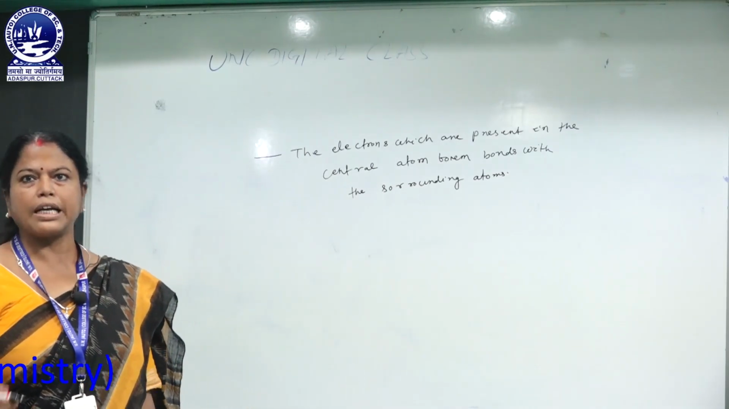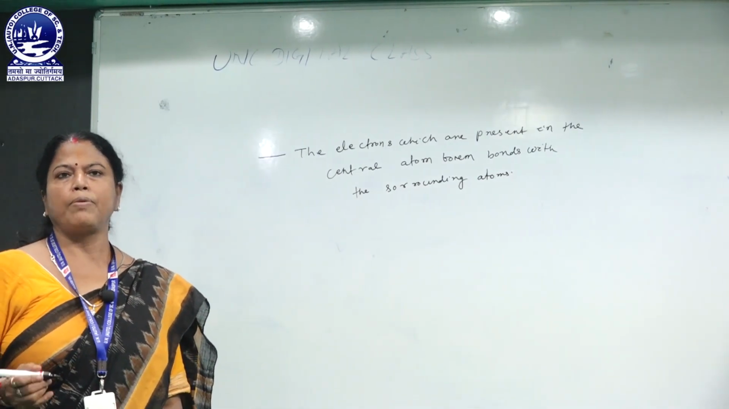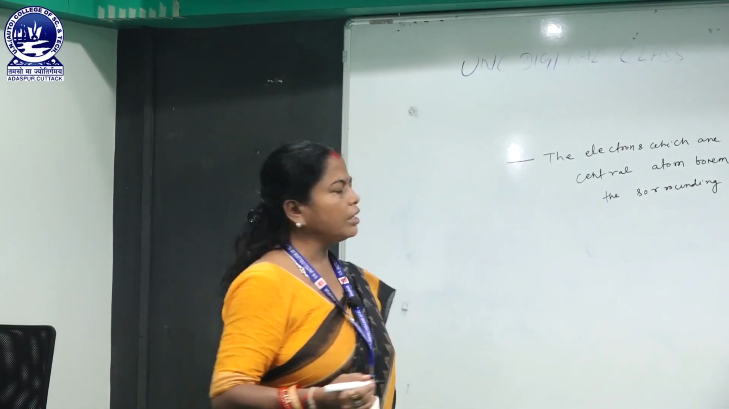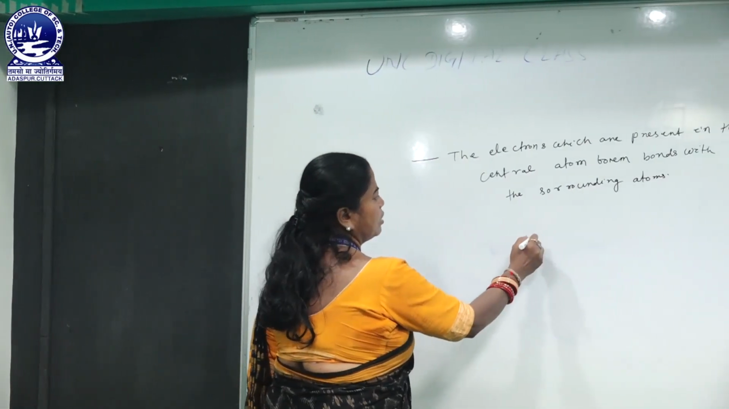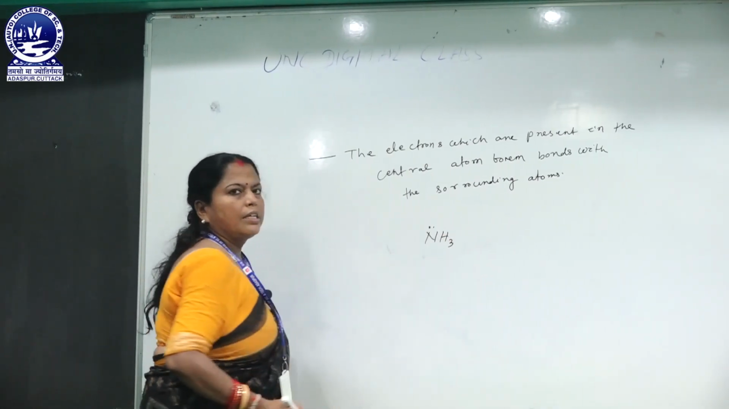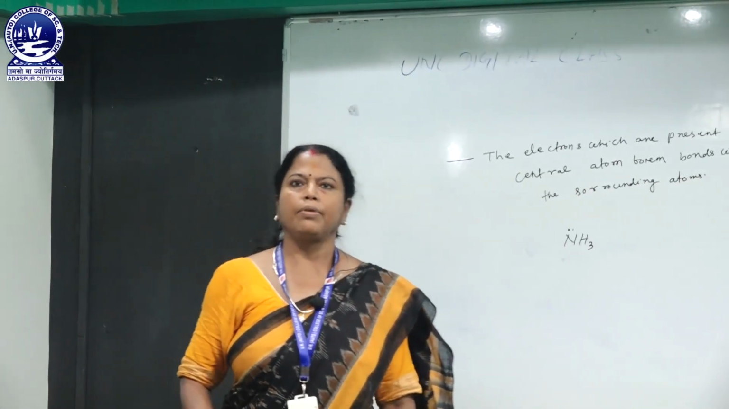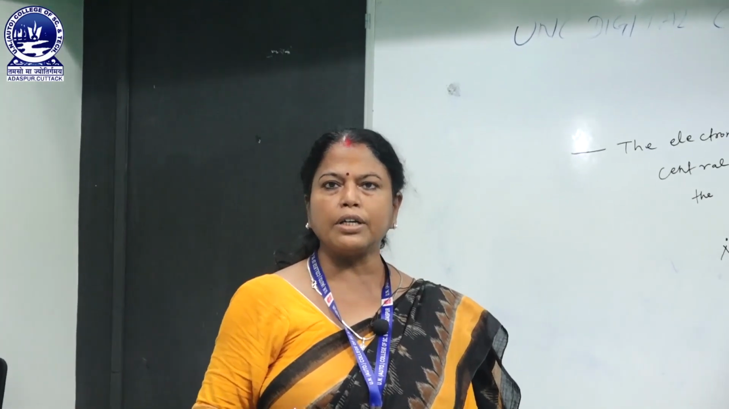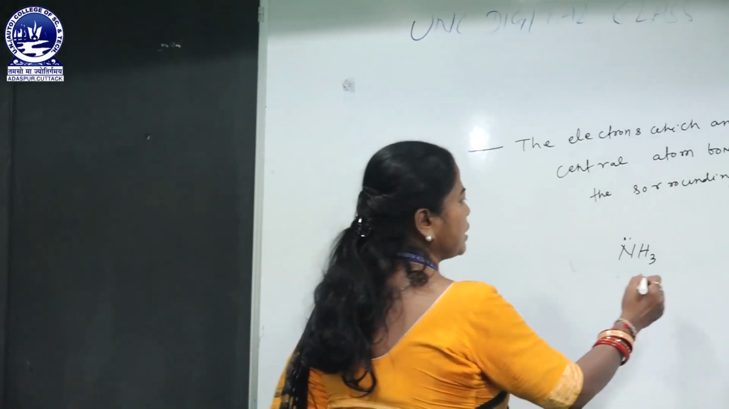So what is an example of this theory? The first example is the ammonia molecule. So let us consider the ammonia molecule. How is the structure of the ammonia molecule predicted by valence shell electron pair repulsion theory? In the ammonia molecule, the central atom is nitrogen.